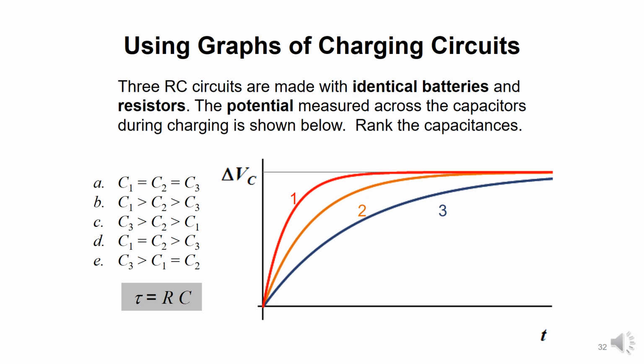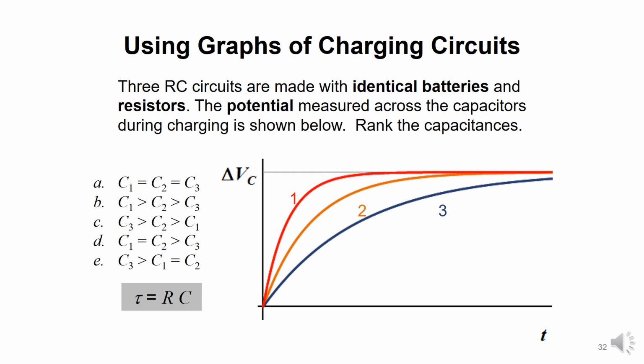Okay, so here we have a problem for you. We have three RC circuits. They all have the same batteries and same resistors, but they have different capacitors. We are measuring the capacitor voltage for all three of them, shown by the three graphs 1, 2, and 3. As we can see from the graphs, the capacitors aren't charging at the same rate. Capacitor 1 goes from 0 to maximum voltage in the least amount of time, followed by capacitor 2 and 3. Based on this information, we are trying to rank the capacitances C1, C2, and C3.